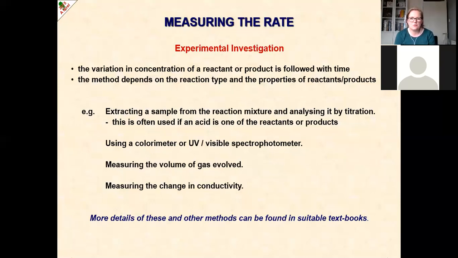This is often used if an acid is one of the reactants or products, so it's quite a regularly done one. We can use it doing titrations. I think this one was used at GCSE as well. You're basically adding an acid to an alkali, and you're waiting until it hits a point that the alkali becomes acidic. So we're adding enough of one to the other so that it overpowers it. So we're looking at where that point of equilibrium is. You can use a colorimeter or UV visible spectrophotometer to see rates of reactions using different colours.